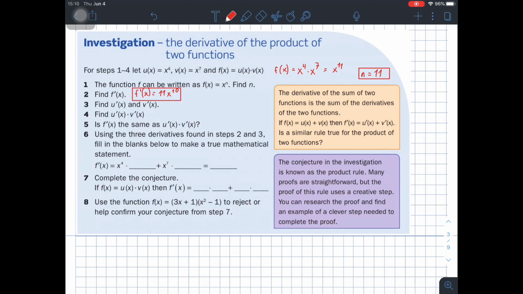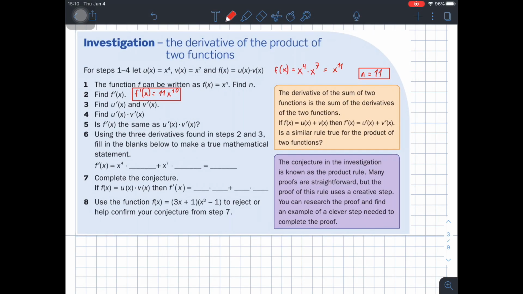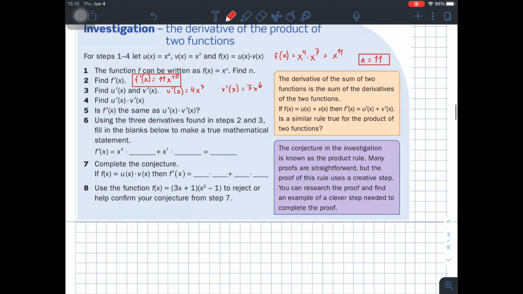Then it says, find u prime and v prime of x. So we want to find the derivative of u, which is this function, and of v, which is this function. So u prime of x would be equal to 4x cubed, while v prime of x would be equal to 7x to the 6th power. So we have the two results. I'm going to leave it like that because I don't have enough space.